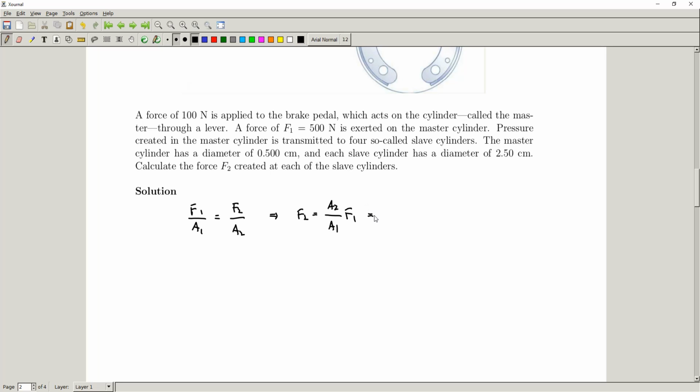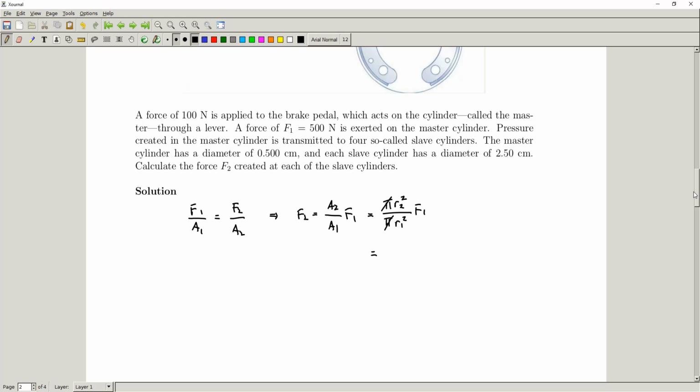We know that these cylinders are actually just basically like circles, so they're going to have the area of a circle. So that's going to end up being pi r2 squared over pi r1 squared times F1, right? And so these pi's will cancel, obviously. And I guess we can just go straight ahead with the calculation here. We know that the radius.